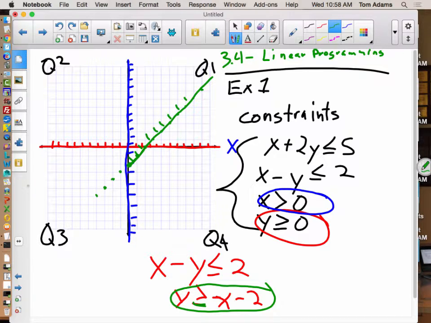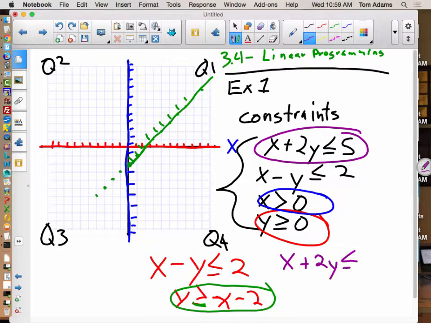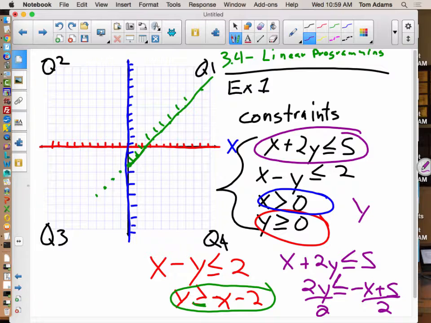All right? Now, for the last one, let's do this in purple. If I take x plus 2y is less than or equal to 5, I subtract x from both sides and get -x plus 5, and then I divide everything by 2. Then I get y is less than or equal to -1/2 times x plus 5/2. So I have a y-intercept of 2.5 with a negative slope.